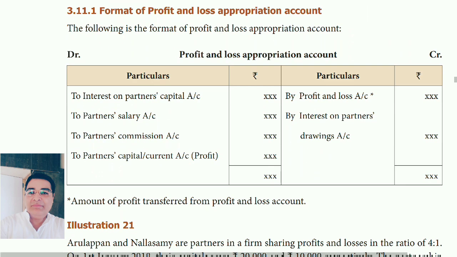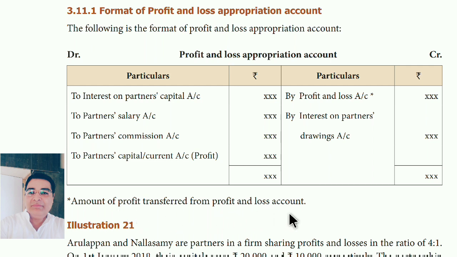So if you write these two points simply: profit and loss appropriation account is a nominal account in nature. Next point, you can write that in the debit side of profit and loss appropriation account, interest on partners' capital account, partners' salary account, partners' commission account, and if there is a profit, we write it in the debit side. And in the credit side, what items will come? By Profit and Loss Account, meaning profit of the business, and interest on partners' drawings will come in the credit side. If you write this, you can remember the format as well as write the answer, and you will get 2 marks very easily for the theory part.